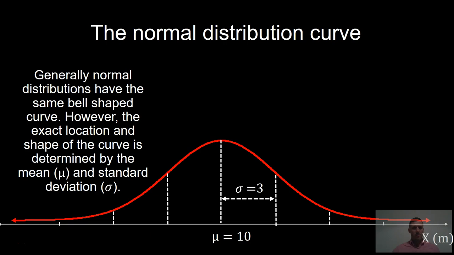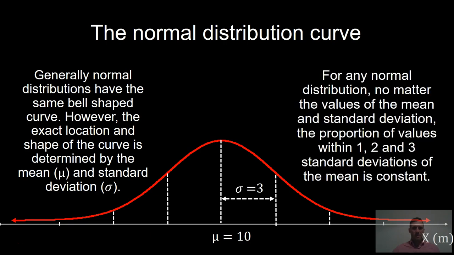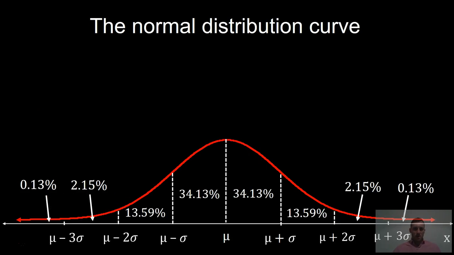For any normal distribution, no matter the values of the mean and the standard deviation, the proportion of values within 1 standard deviation, 2 standard deviations, and 3 standard deviations is constant. We're going to explore that further now. As you can see here, the proportion of values within 1, 2, and 3 standard deviations of the mean for a normal distribution is constant.